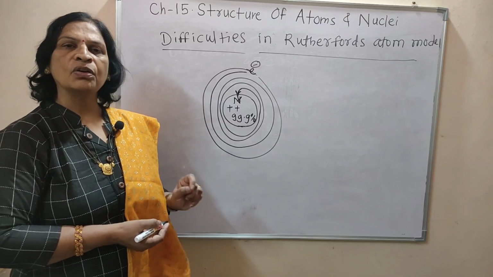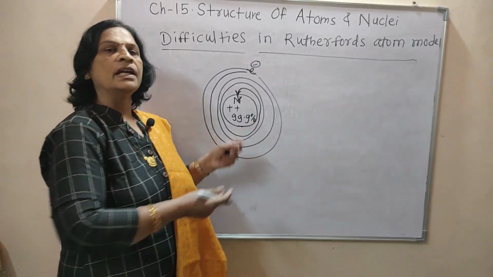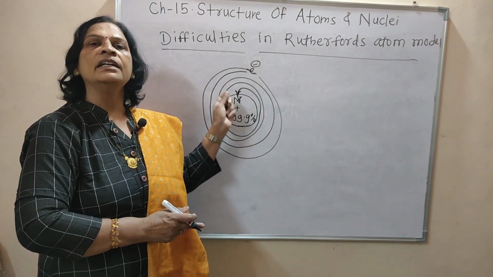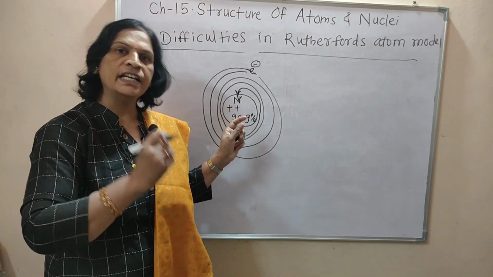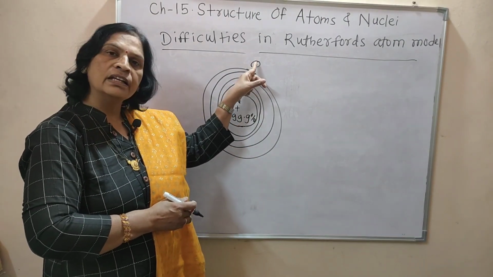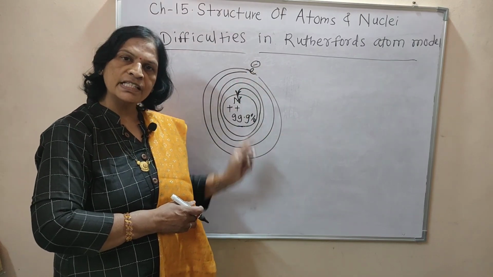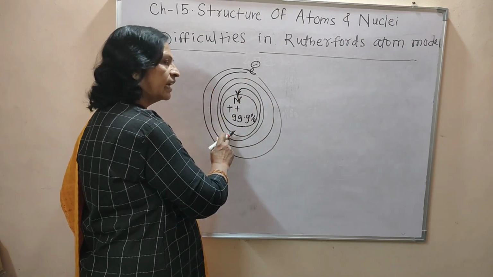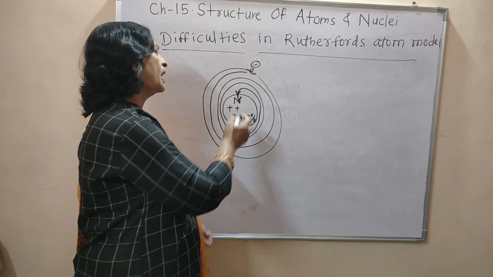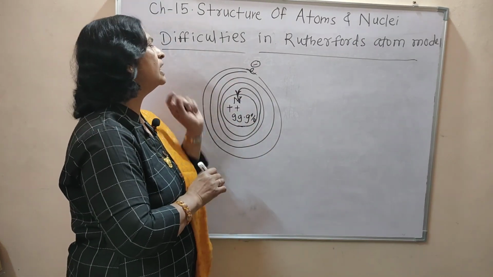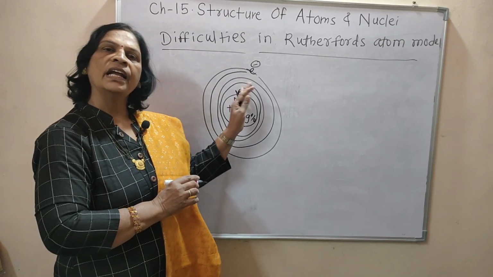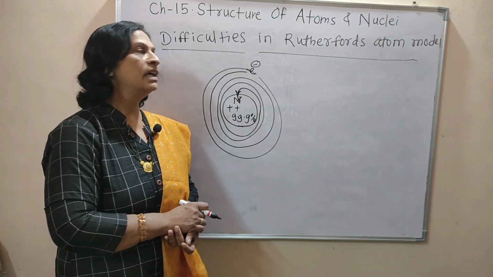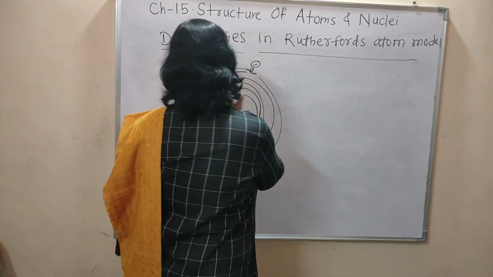I repeat, the electron is an accelerated charge performing circular motion, and an accelerated charge always radiates energy. Due to that, the energy of the electron goes on decreasing, and therefore it follows an inward spiral path of decreasing radius, and at one particular time it falls into the nucleus, and the atomic structure collapses. This is the first difficulty in Rutherford's atomic model.